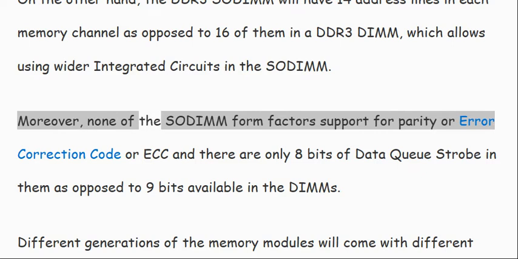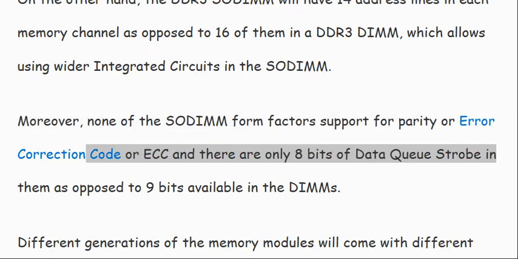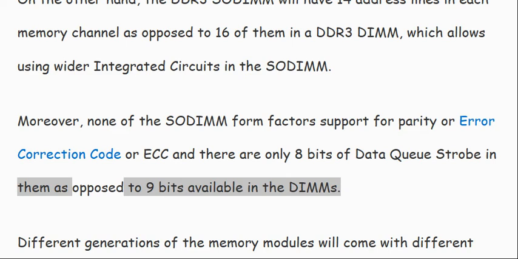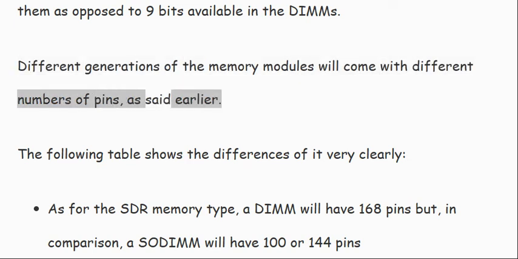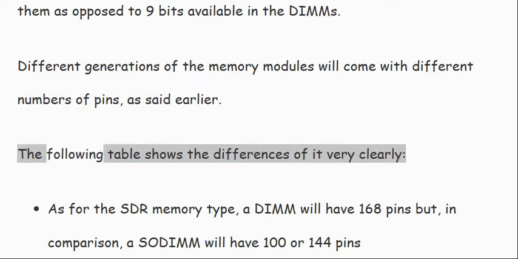Moreover, none of the SODIMM form factors support parity or error correction code or ECC, and there are only 8 bits of data queue strobe in them as opposed to 9 bits available in the DIMMs. Different generations of the memory modules will come with different numbers of pins, as said earlier. The following table shows the differences of it very clearly.